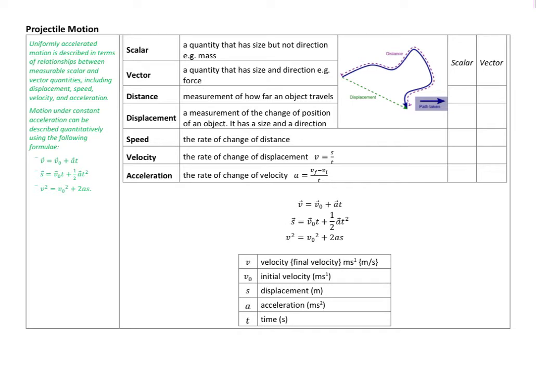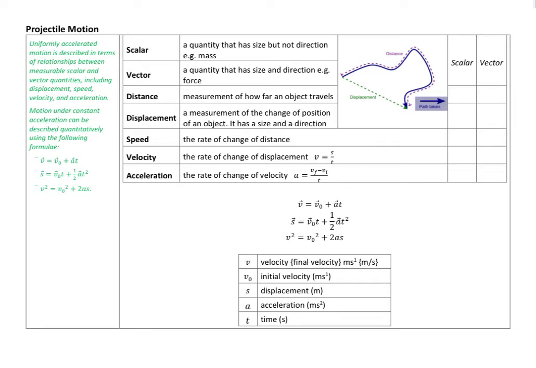So firstly, a scalar is a quantity that has a size but not a direction. So we can think about something like our mass. Our mass doesn't have a direction. We weigh 74 kilograms, it doesn't have a direction. A vector is a quantity that has a size and a direction. And we can think of force. A force can have both a size, we can have a small force or a large force, and that force always acts in a direction, whether it's up, down, left, right, it's always a direction. So that means that it is a vector.